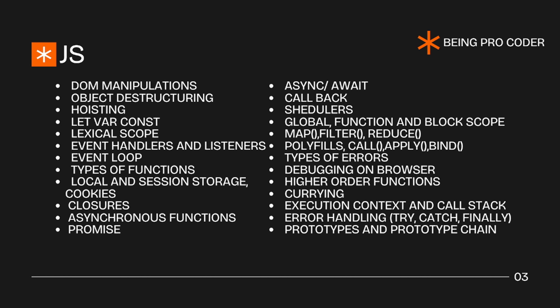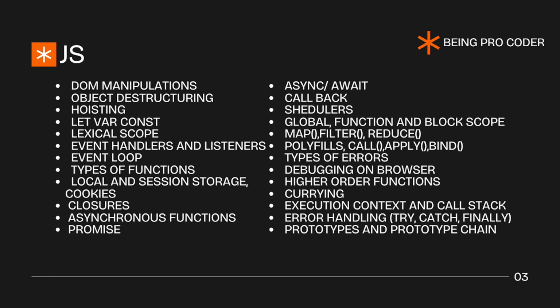Next, event handlers and listeners. These are the functions that respond to user interactions with the elements. Event loop is a mechanism to handle the asynchronous operations in JavaScript. And types of functions, we have a function declaration, function expression, and so on. Local storage, session storage, and cookies are mainly used to handle the browser storage for saving the data.